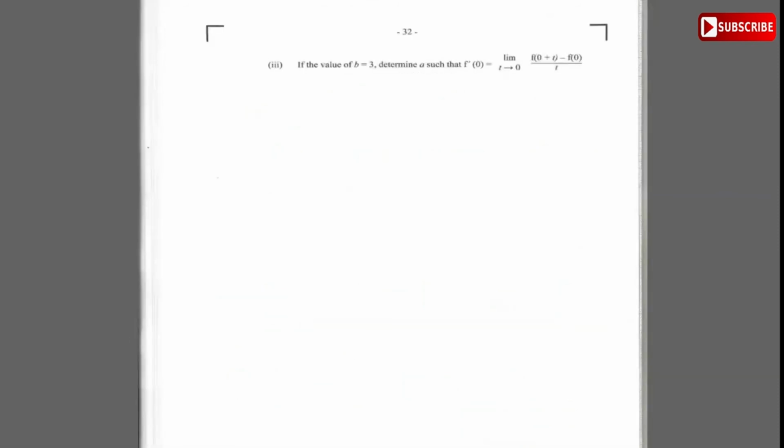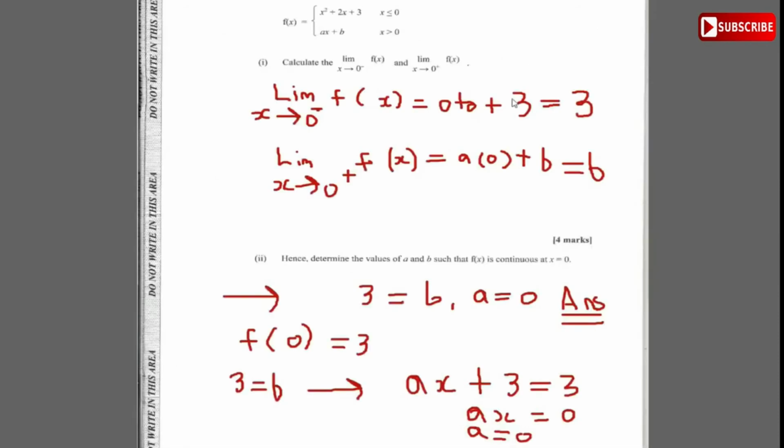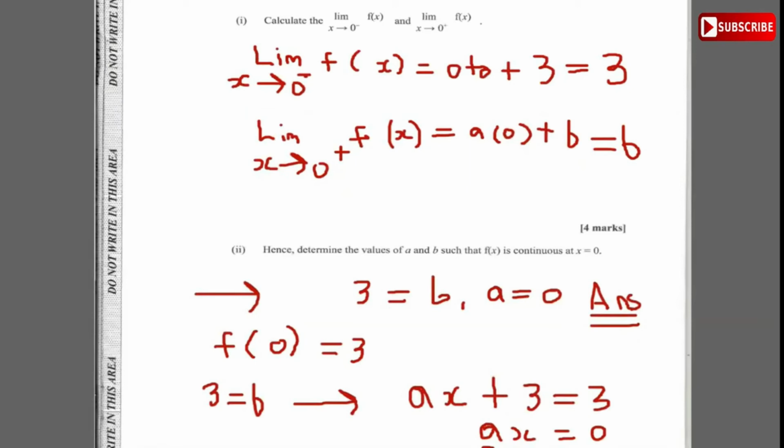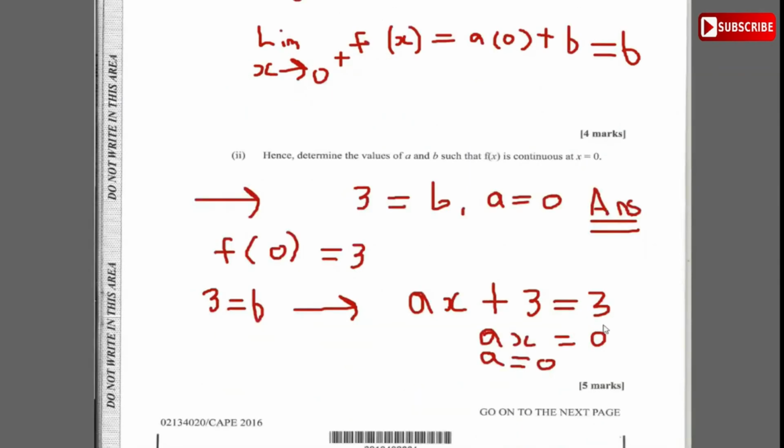It says now, if the value of b is 3, determine a such that... Let's go again. That's 5 marks. Something is off. Let's go again. Determine the values of a and b for it to be continuous. Well, I'm getting that b is definitely 3 and a is 0. Well, unless they want to argue that a doesn't necessarily have to be 0, because x is 0 anyway. So 0 times 0 is 0.